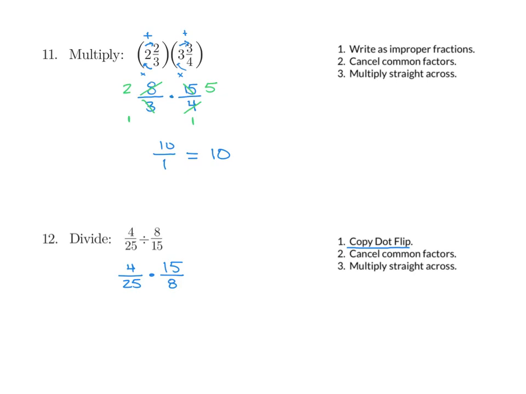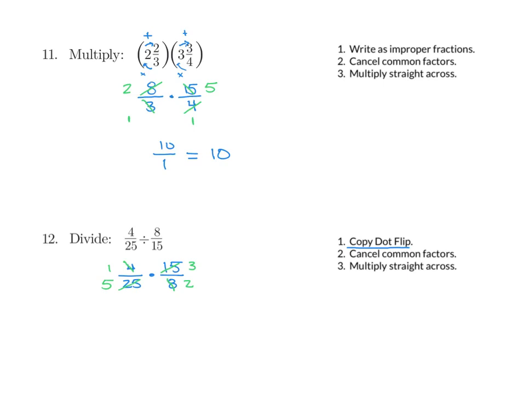From here, we want to cancel common factors. 4 and 8 are divisible by 4. We get 1 and 2. 15 and 25 are both divisible by 5. 15 divided by 5 is 3. 25 divided by 5 is 5.